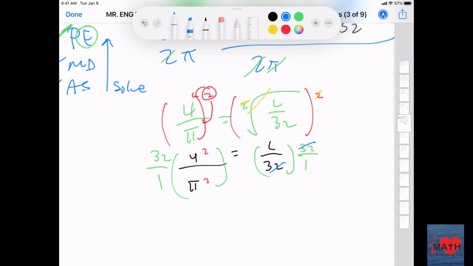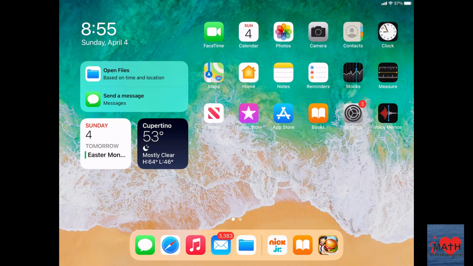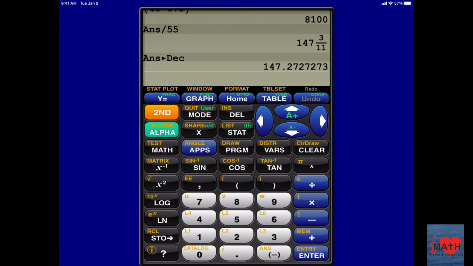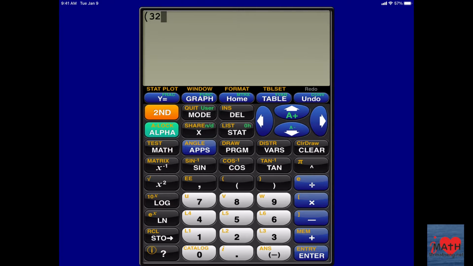And so you get 32 divided by 32 is just 1. So you just have L equals 32 times 4 squared all over pi squared. Let's put in our calculator. So I have 32 times 4 squared divided by pi squared. My pi is in yellow above the division sign, so second pi, and then I'm going to square that.